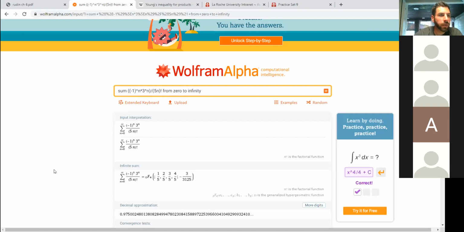Oh, here's a cool little exercise we can try. Does anybody have any questions about this? Notice how I typed that in. Computer algebra systems can do series now, so that's good.